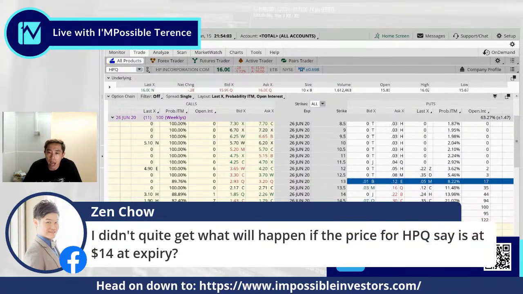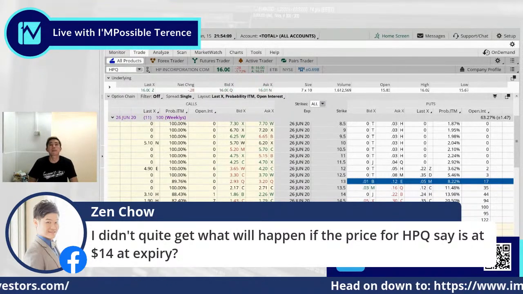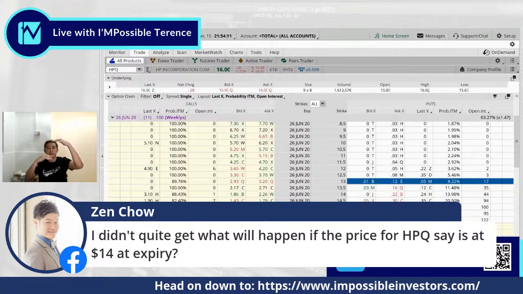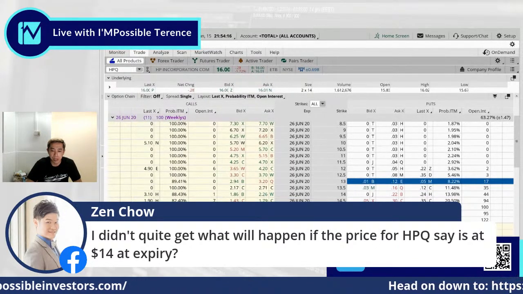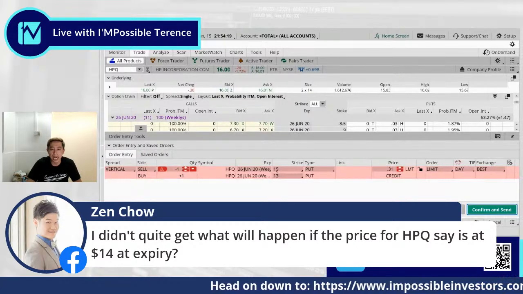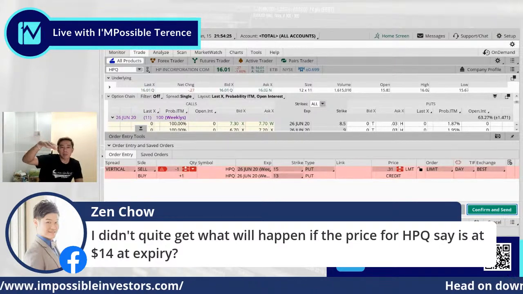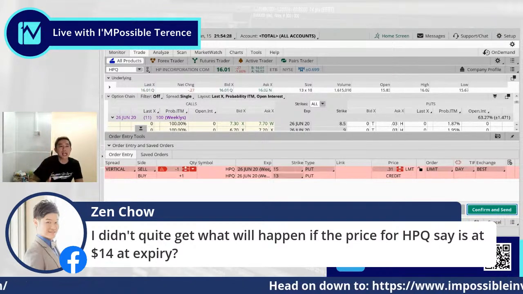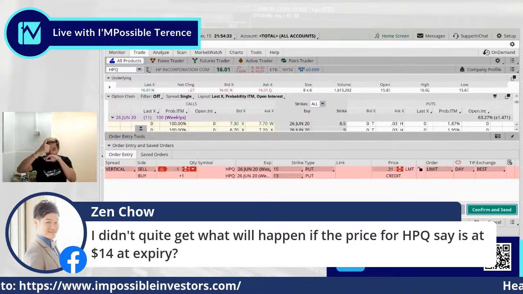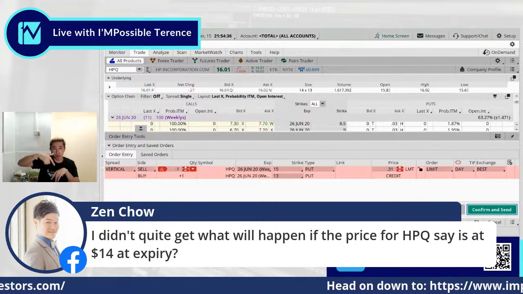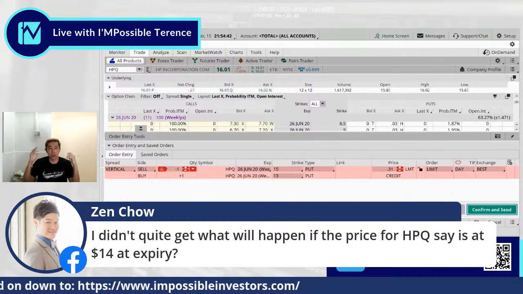Okay, so Zen's question, I didn't get quite what will happen if the price for HPQ stays at 14 on expiry. Zen, we are doing now the 15 and the 13. Let me bring the order back up. So we are selling the 15 and buying the 13. If it is at 14 on expiry date, what's going to happen is you have an obligation to a customer that is kicked in because the stock went below. But you, as the customer at the 13 put, do not possess any right at all because there's no benefit.